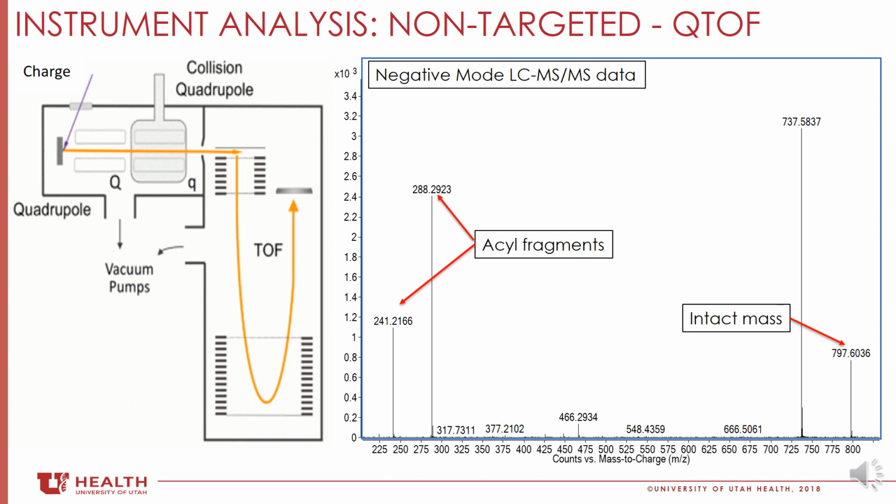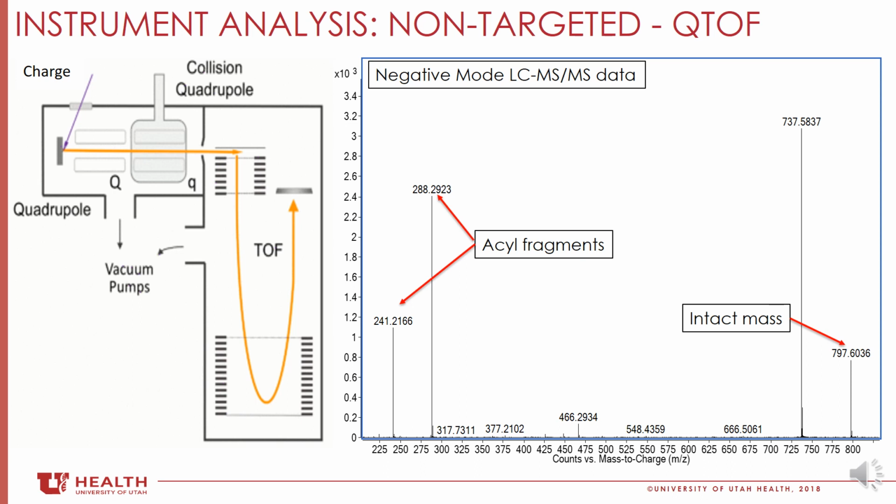QTOF instruments pair the quadrupole and collision cell with a time-of-flight analyzer to determine an ion's mass-to-charge ratio. Ions are accelerated by an electric field of known strength. This acceleration results in an ion having the same kinetic energy as any other ion that has the same charge. The velocity of the ion depends on the mass-to-charge ratio, with heavier ions of the same charge reaching lower speeds. The time that it then takes for the ion to reach a detector at a known distance is measured. This time will depend on the velocity of the ion, and therefore is a measure of its mass-to-charge ratio.